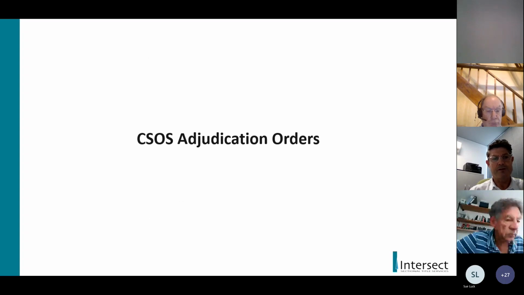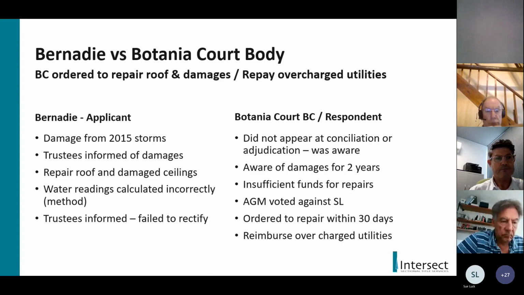CSOS adjudication orders. There's a host of adjudication orders. You'll see at the end of the slides, I've given you direct access to the CSOS website where they publish adjudication orders. But what I thought I'd do, as an example, is have a look at a couple of adjudication orders to give you an idea of the variety of adjudication orders that come from CSOS.